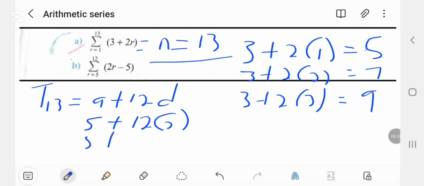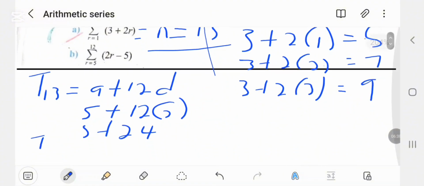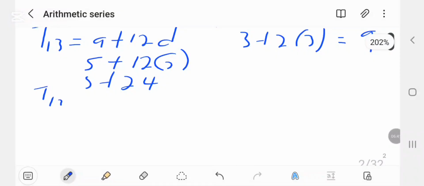So what's 5 plus 24? 25, 26, 27, 28, 29. So T13 is 29. This is the last term.